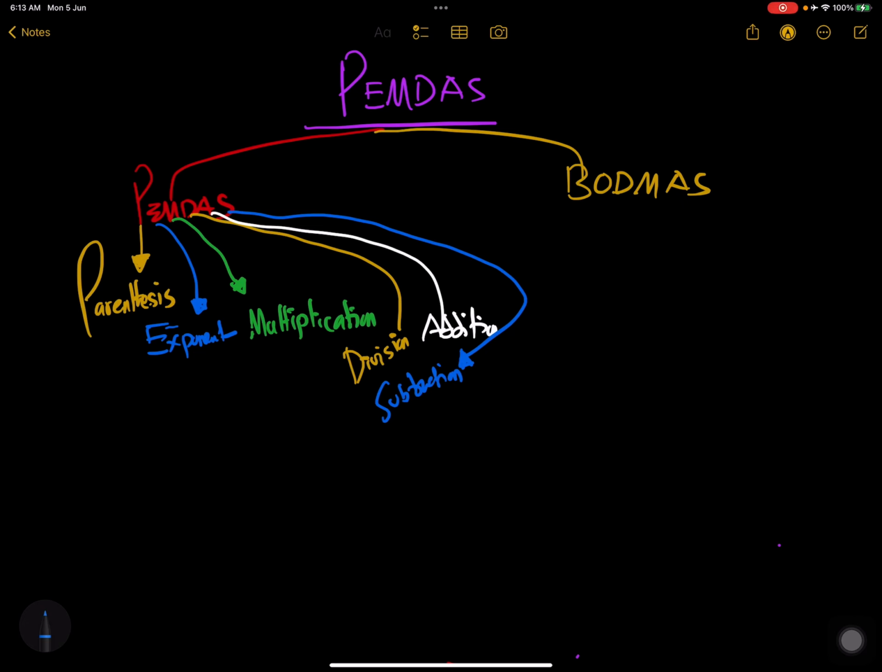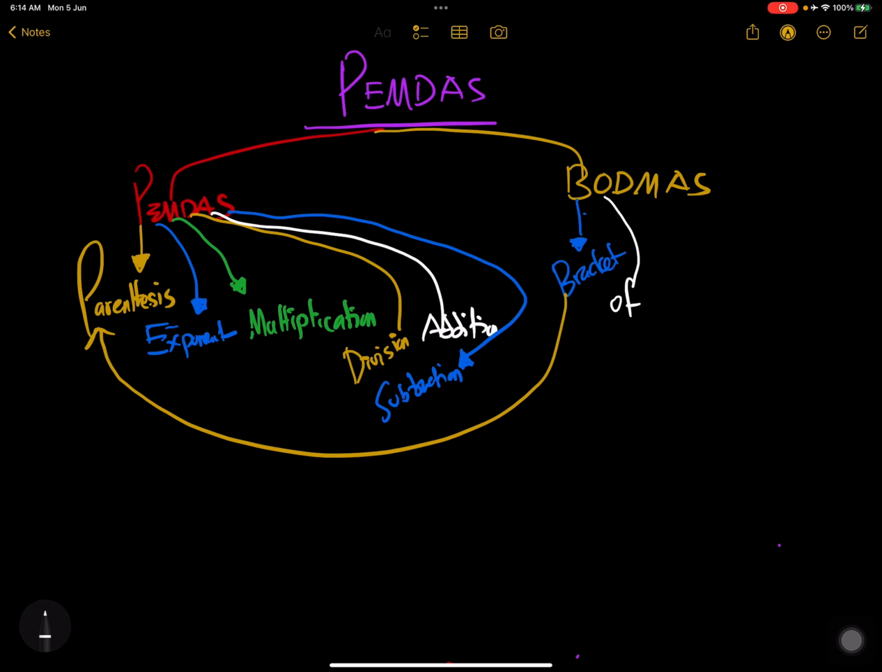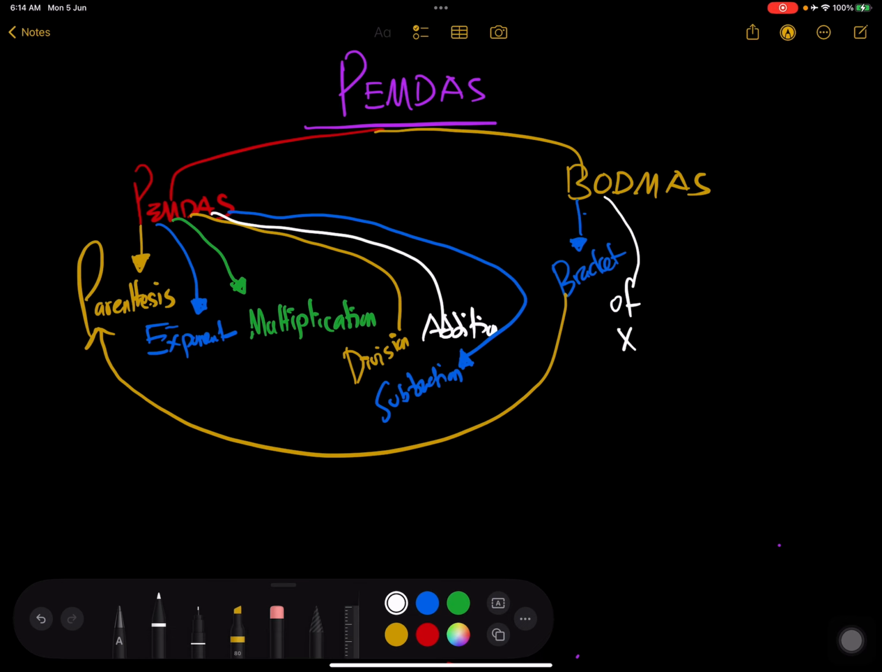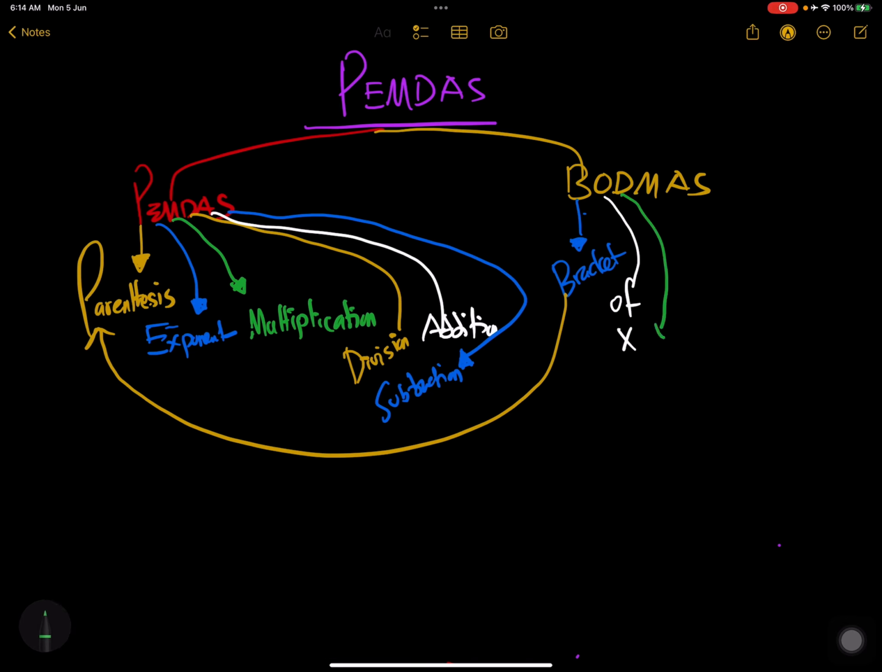Okay, now the same thing applies here. The B here is bracket, which basically means the same as the parentheses. And then you also have the O, which is "of", which is the same as multiplication, kind of. At the end of the day, you're going to multiply. And then the next thing is division. The D here is division.